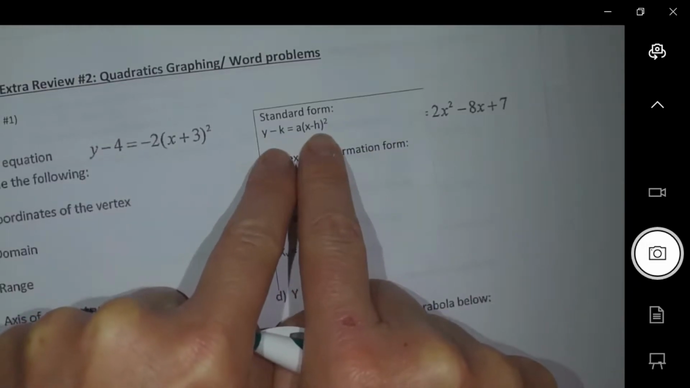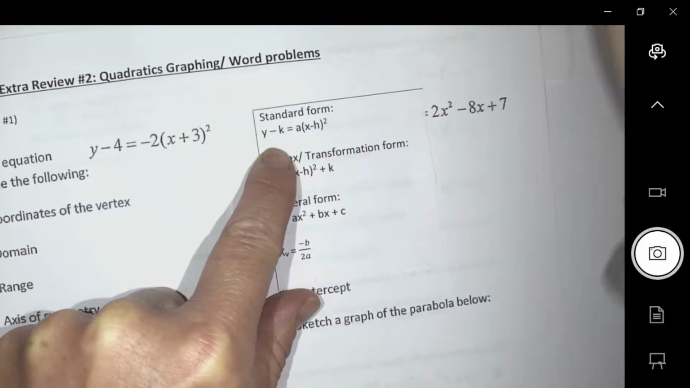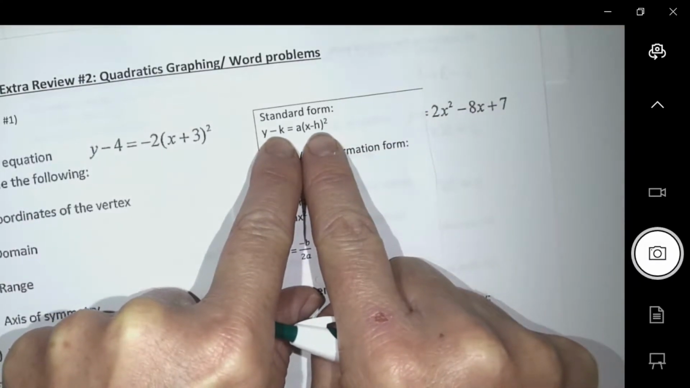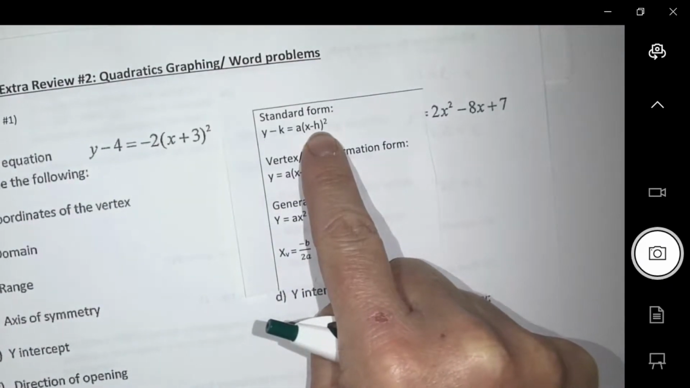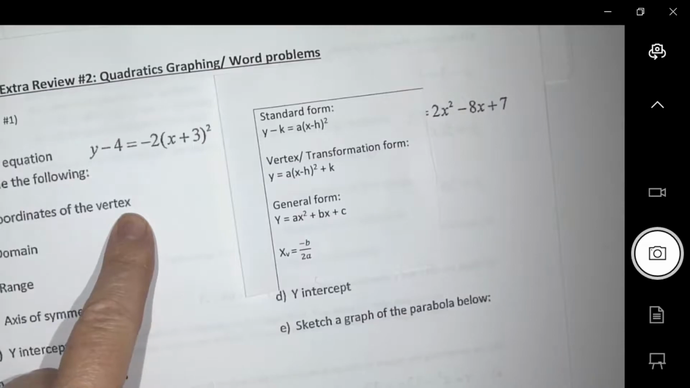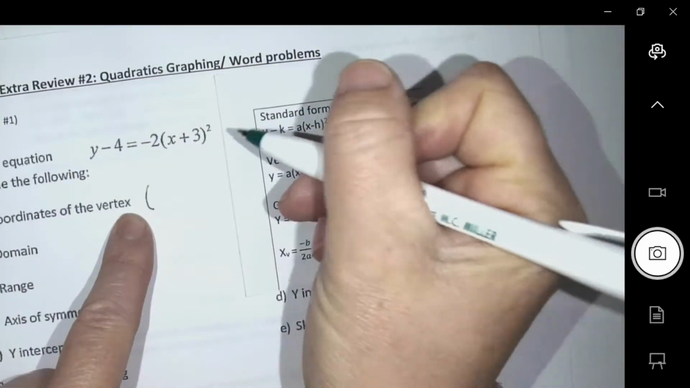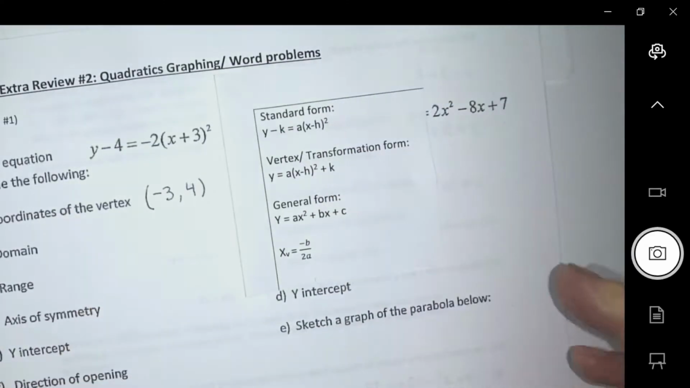But here's the hint. In this formula, they all have minus signs on the stuff. So what do minus signs mean to actually do? Opposite. So the vertex is -3 first, and then +4.